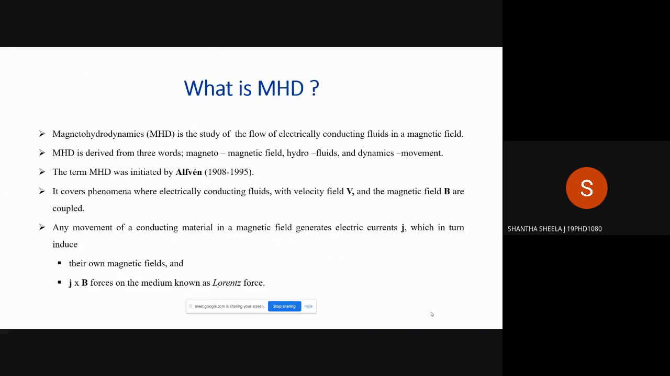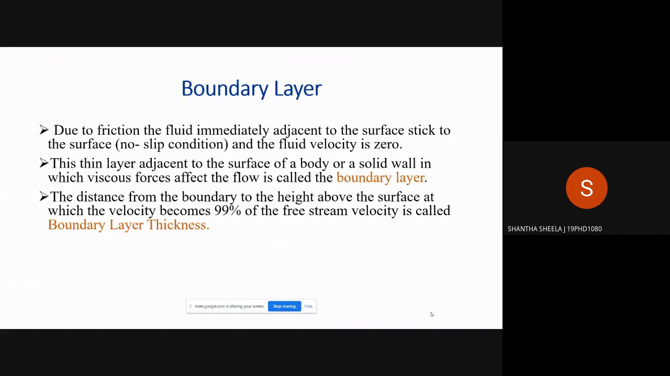MHD has been defined here as the study of flow of electrically conducting fluid in a magnetic field, derived from three words: magneto, magnetic field; hydro, fluids; and dynamics, movement. The term MHD was initiated by Alfvén. Any movement of the conducting material in a magnetic field generates electric current J, which in turn induces its own magnetic fields, and J cross B forces on the medium, known as Lorentz force. And the most important thing in heat transfer is the boundary layer.